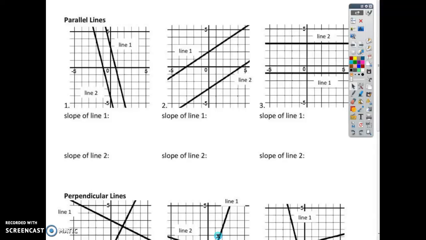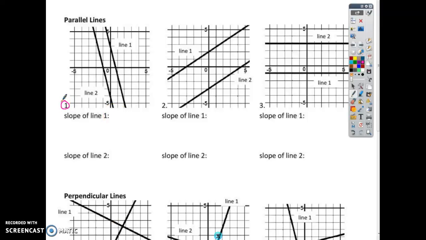Okay, so today we're going to be investigating slopes of parallel and perpendicular lines. You guys will end up finding out what you know about slopes of parallel lines and what you know about slopes of perpendicular lines. Okay, so we're going to start off with problem number 1.